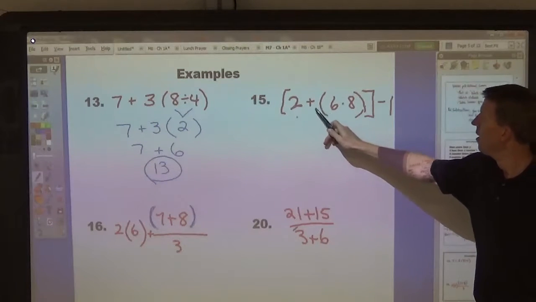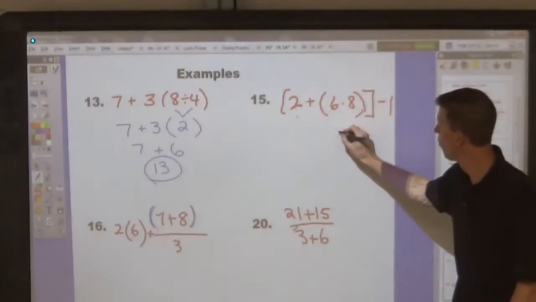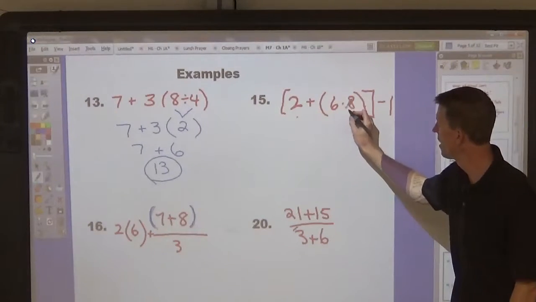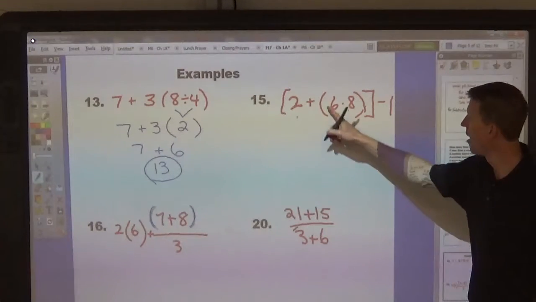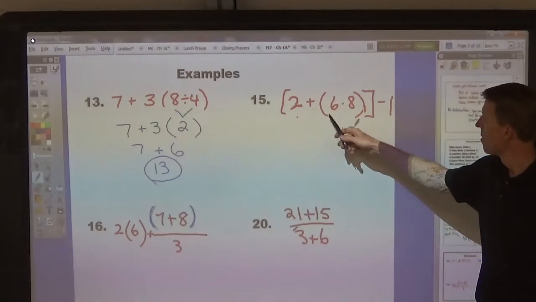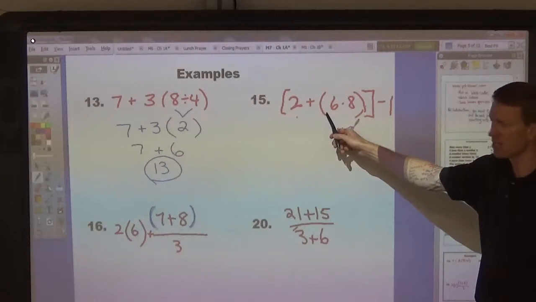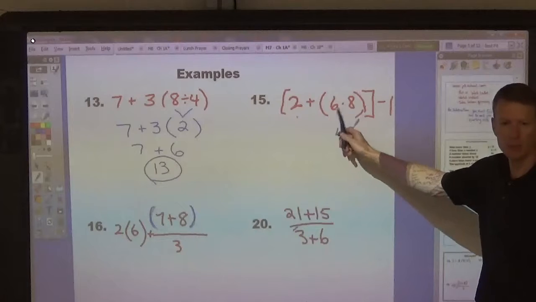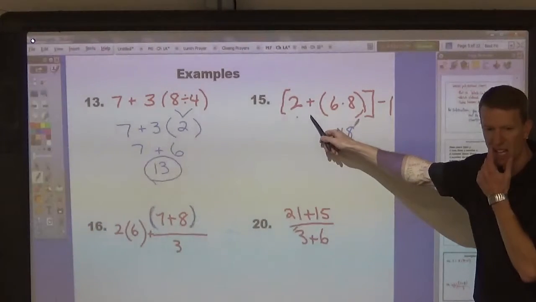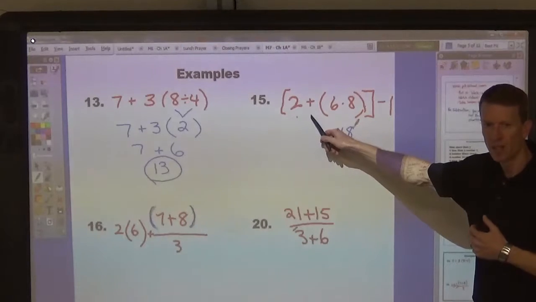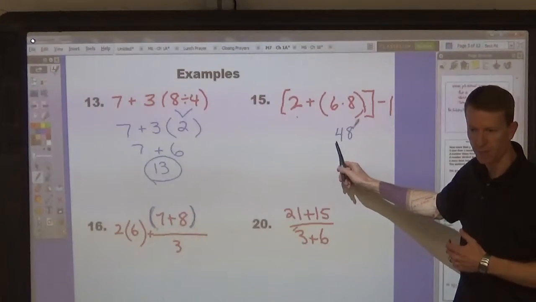So we do the multiplication. 6 times 8 is 48. Now, when you look at this, and there's a plus sign outside of the parentheses, do we really need these parentheses anymore? Since we have the operation outside that we're going to do, you don't really need to write those parentheses then.